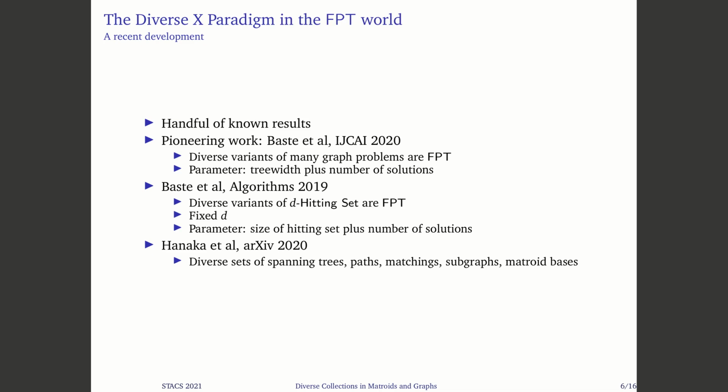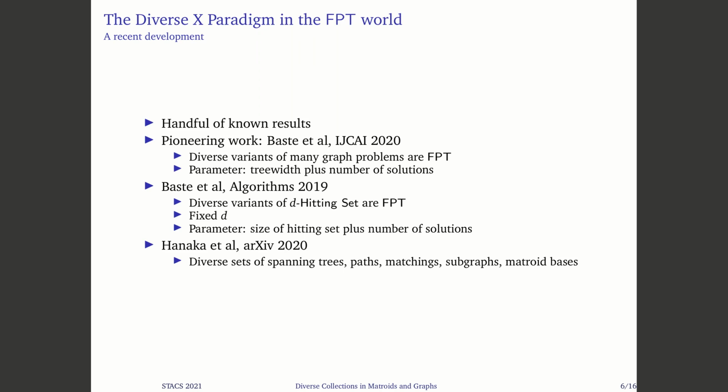The idea of looking for diverse solutions is a fairly recent development in the world of parameterized algorithms, and there are only a handful of results known. The very first work in this area was by Baste et al. in ICALP 2020, where they showed that the diverse variants of many graph problems are fixed parameter tractable, where the parameter is the treewidth of the input graph plus the number of solutions required in the collection of diverse solutions. In another work, Baste and another group of authors took up the diverse variants of the d-hitting set problem for a fixed d.